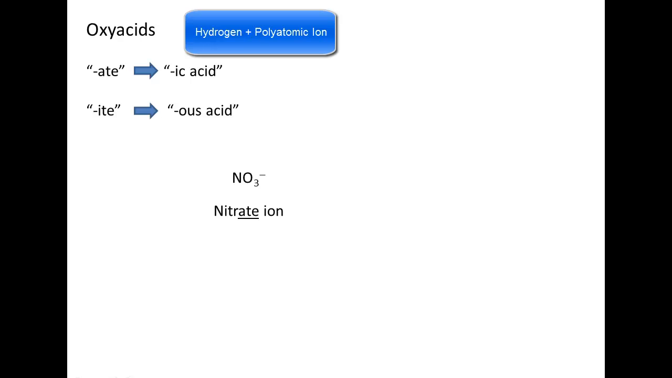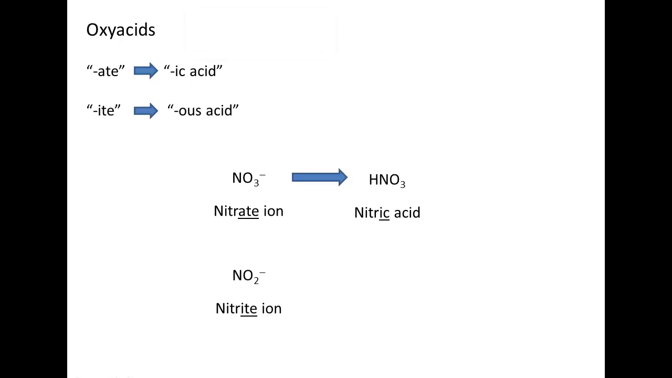So if we were to look at a nitrate ion, NO3-, it has a -1 charge, and so we're going to replace that with an H plus to make a neutral compound, HNO3. The ate from nitrate now becomes ic, and we call it nitric acid. If we looked at a similar polyatomic ion, NO2-, which is nitrite ion, all we're going to do is the same thing. It has a -1 charge, so we add 1 hydrogen, and then because it ends in ite, now the acid ends in us, nitrous acid.